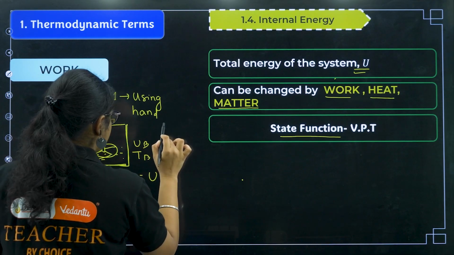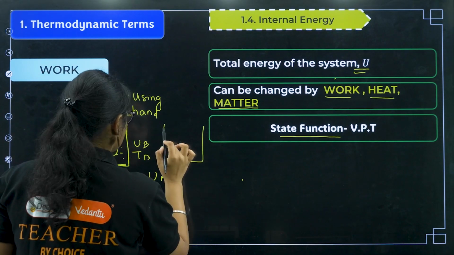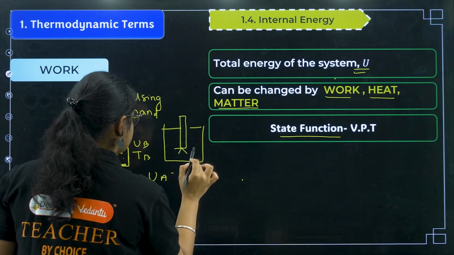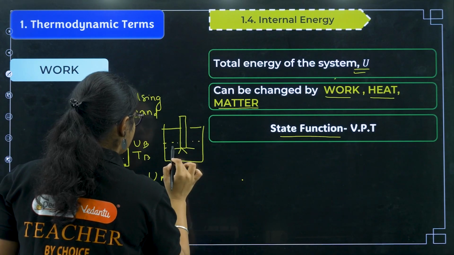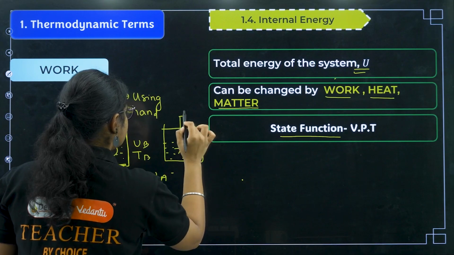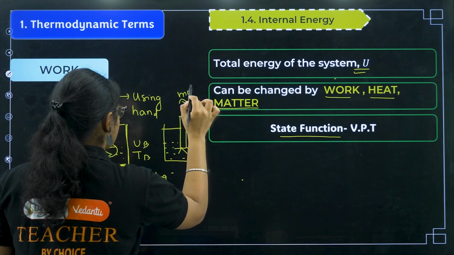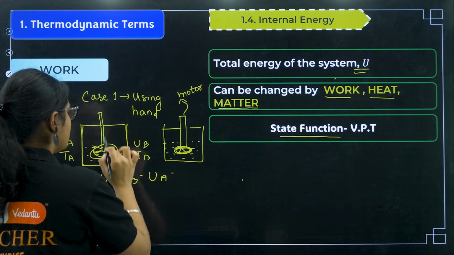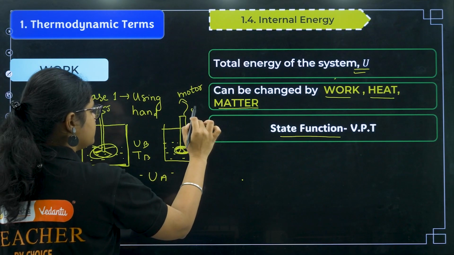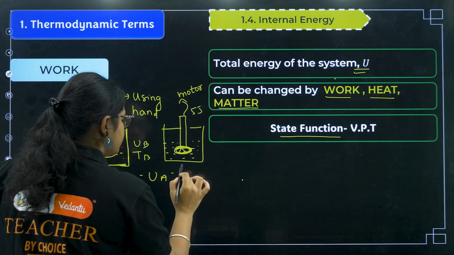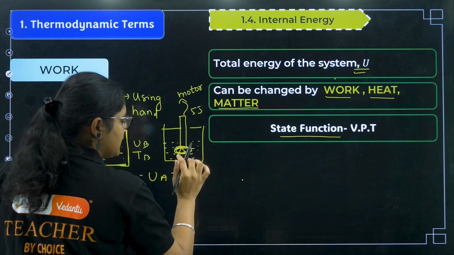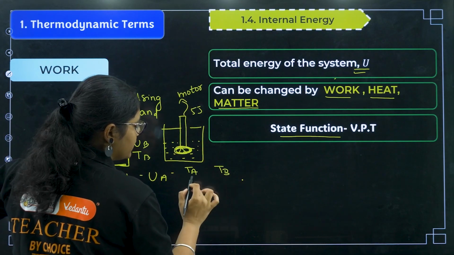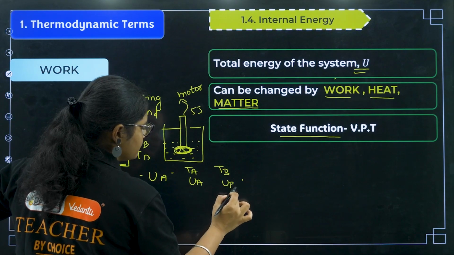Now case 2, you did the same experiment. You put this one and this churn is there, and now you have water here. Now this one you are using with a motor, so it is moving fast. Here you did 5 joules of work, here also you did 5 joules of work. Now you see the temperature, if you do the same 5 joules of work, it was initially TA, now it will also be TB only. Here it was UA, here also it is UB, right?